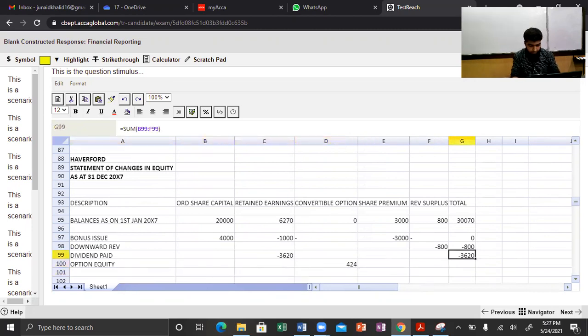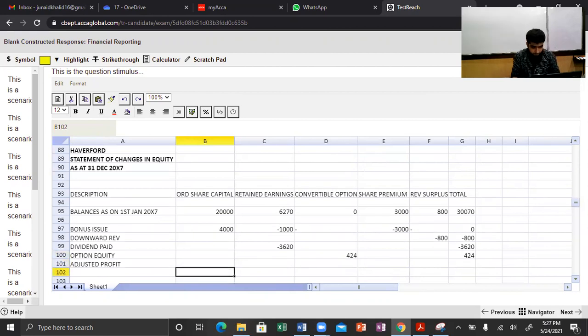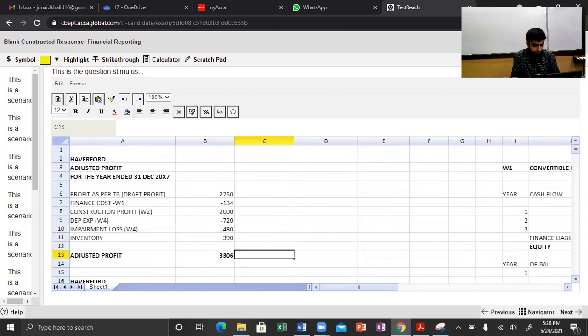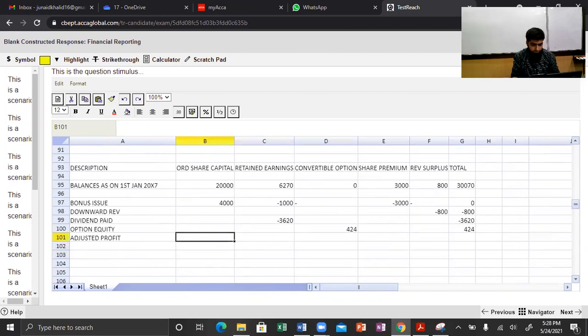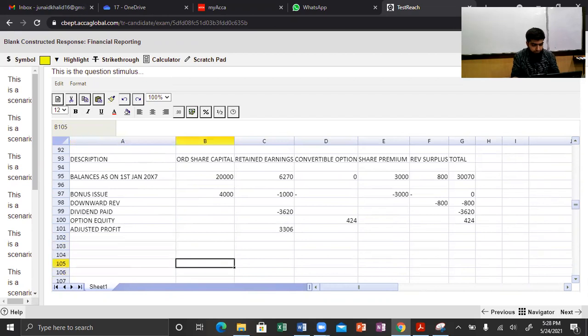And any other adjustment which we have made? Yes, that is the transfer of adjusted profit. The adjusted profit which we have transferred in the shareholder equity, in the retained earnings account, I guess the amount was 3306. 3306 was the amount, and that will increase the value of retained earnings. So these were the adjustments which we have made in the equity section. Let's sum all of these columns.